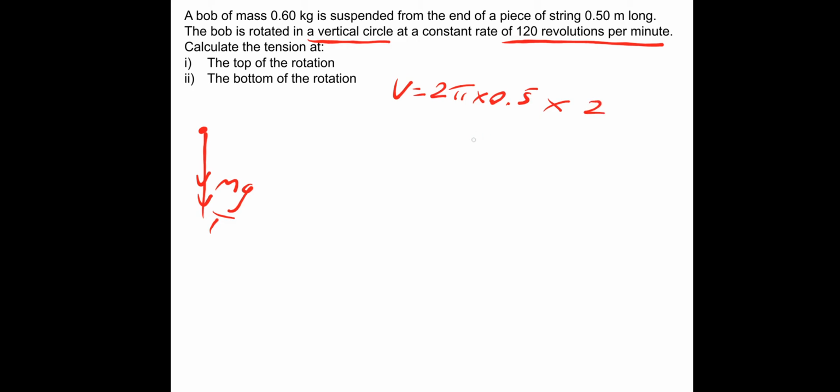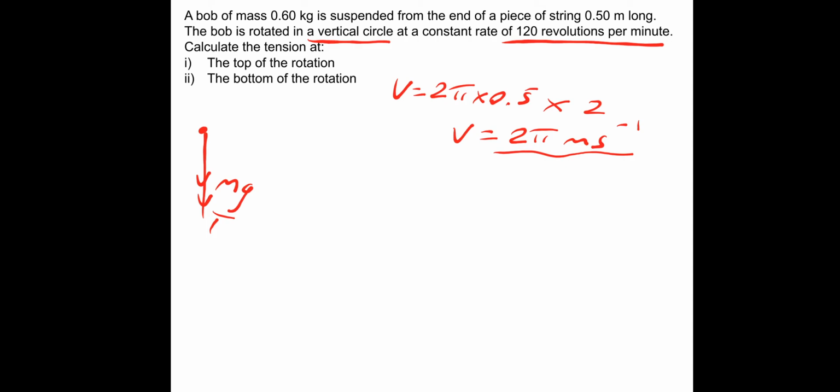So we're going to do the top first. At the top of the rotation, we've got the weight acting down, mg. We've also got the tension acting down and the centripetal force acting down as well. So we need v first. Let's get v. So v is equal to 2 pi r f, so 2 pi times the radius, so times 0.5, times, now we need frequency. We've got 120 revolutions per minute, which will be 2 revolutions per second. And 2 revolutions per second is a frequency of 2 hertz, so times 2. So that gives a velocity of 2 pi meters per second.